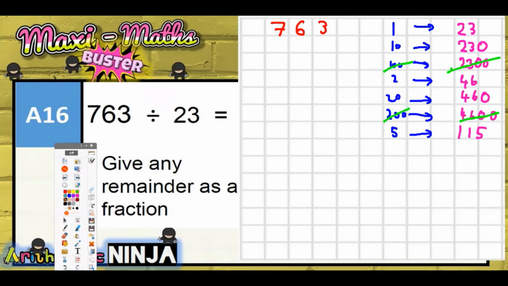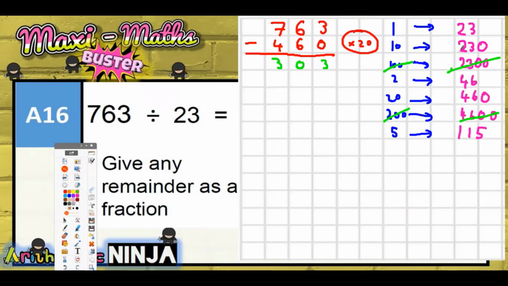Those chunks are going to be no use to us for this particular question. So what is the biggest number that we can take away from 763 that's in that list? Well, we've got 460, so let's take that. You take away 460, make a note at the side what chunk that is. 460 is a chunk of 20. Put a little times 20 with a circle around it, and then let's take it away. So 3 take 0 is 3. 6 take 6 is 0. 7 take 4 is 3. So we're down to 303.